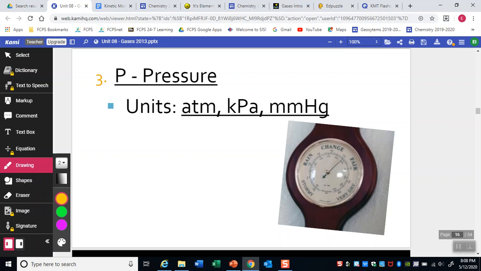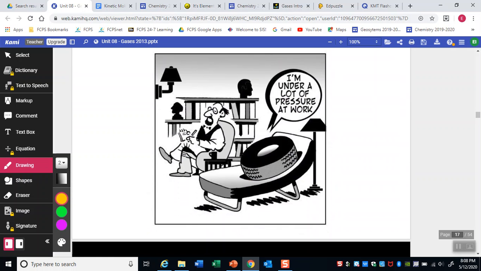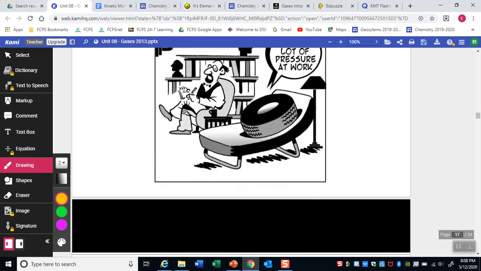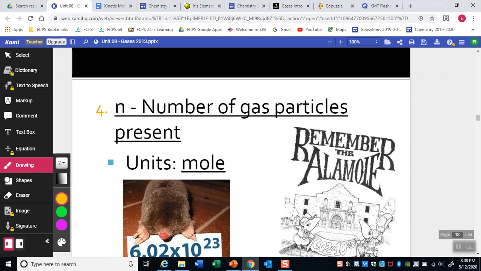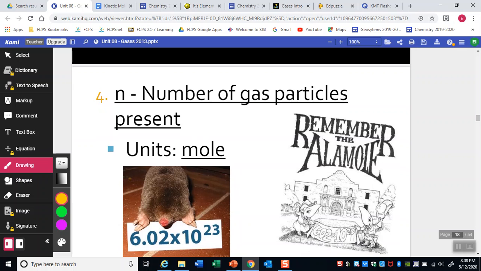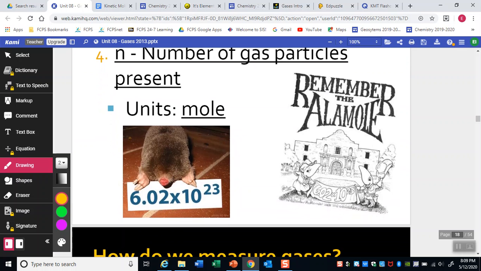Pressure, the units would be atmospheres, kilopascals, and millimeters of mercury. All right, so when we talk about pressure, you have to measure your tire pressure. If you're driving a car, it's very important that you have the correct tire pressure, or you can have an accident while you're driving. Little n is the number of gas particles that you have. And that's, again, remember the old mole. We're talking about 1 mole being 6.02 times 10 to the 23.